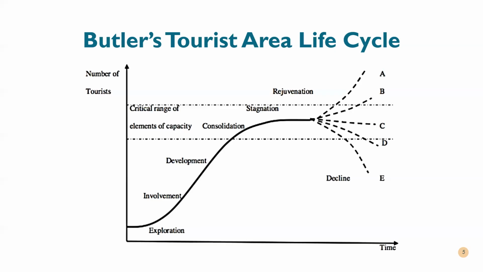In this phase, the tourist place is full of tourists. So the carrying capacity of the destination gets disturbed, and fixed tourist packages are sold by tour operators for this destination. Somehow, it disturbs the social, environmental, and economic aspects of the destination during this period of the life cycle. As you can see in the figure, it is the critical range of elements of capacity.